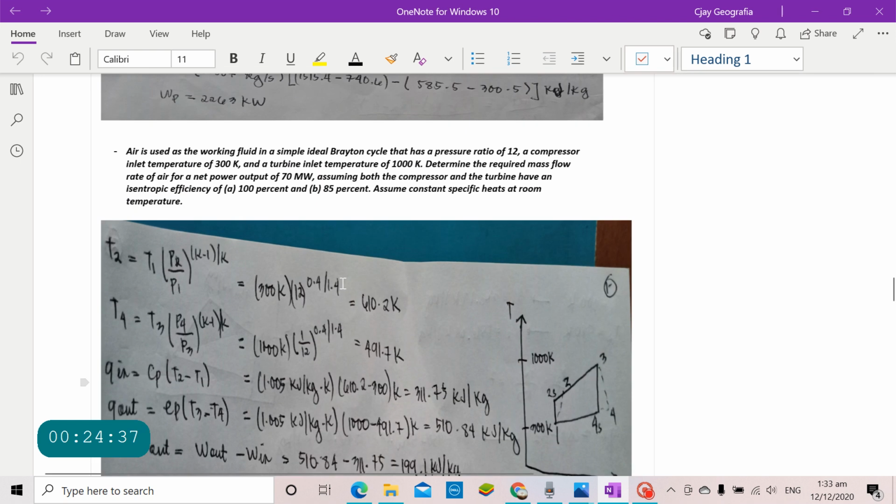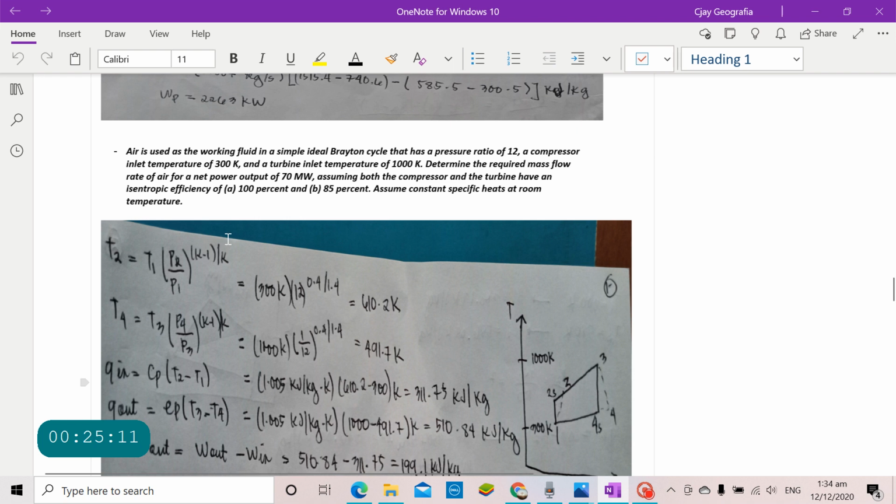The next problem: air is used as the working fluid in a simple ideal Brayton cycle that has a pressure ratio of 2, a compressor inlet temperature of 300 K, and a turbine inlet temperature of 1000 K. Determine the required mass flow rate of air for a net power output of 70 megawatts, assuming both the compressor and the turbine have an isentropic efficiency of 85%. Assume constant specific heats at room temperature.